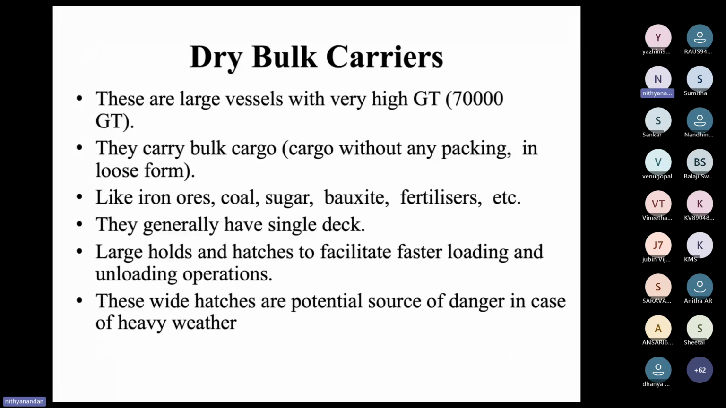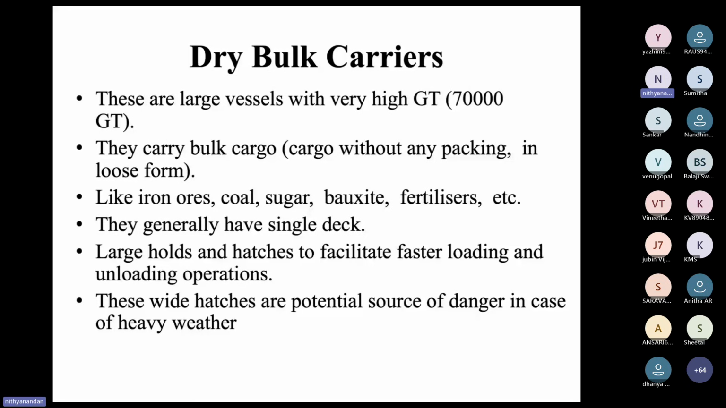Dry bulk carriers. Dry bulk carriers means it can carry the dry cargo in bulk: iron ores, coal, sugar, bauxite, fertilizers. They generally have a single deck, large holds and hatches to facilitate faster loading and unloading operations. These wide hatches are a potential source of danger in case of heavy weather. With the wide hatches, if one part is damaged due to water or something, the entire hold will be damaged. That is one risk factor in these carriers.